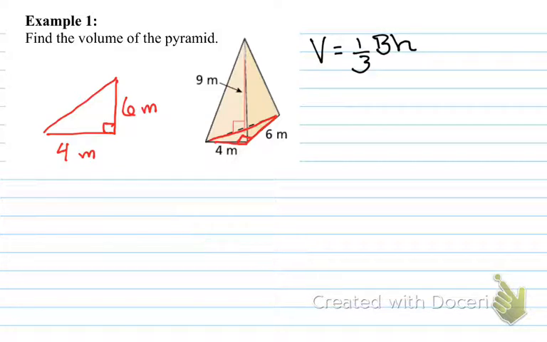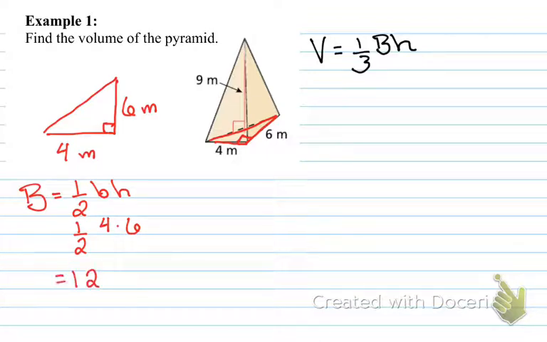So I need to find the area of that right triangle. That would be my big B, the area of that triangle. The area of a triangle is 1/2 little b times height, base times height. So 1/2. My little base is 4, the length of that base right there is 4. My height is 6. So 4 times 6 is 24. Half is 12. So my big B is 12.